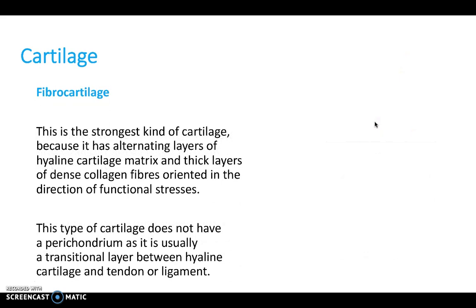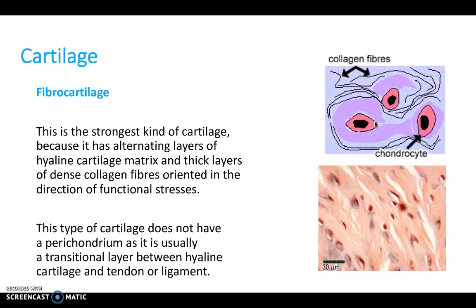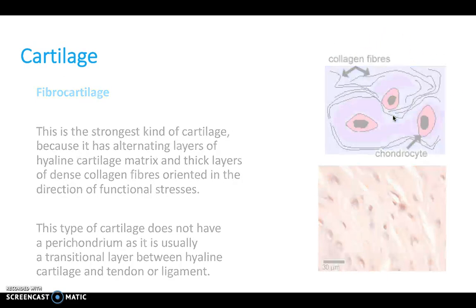Next we have fibrocartilage, and this is the strongest kind of cartilage because it's got alternating layers of hyaline cartilage matrix and thick layers of dense collagen fibres. And we can see in the structure here, it looks all kind of tangled up and functionally distressed, and because of that it's got really good strength. This type of cartilage does not have a perichondrium because it's usually a transitional layer between hyaline cartilage and a tendon or ligament.